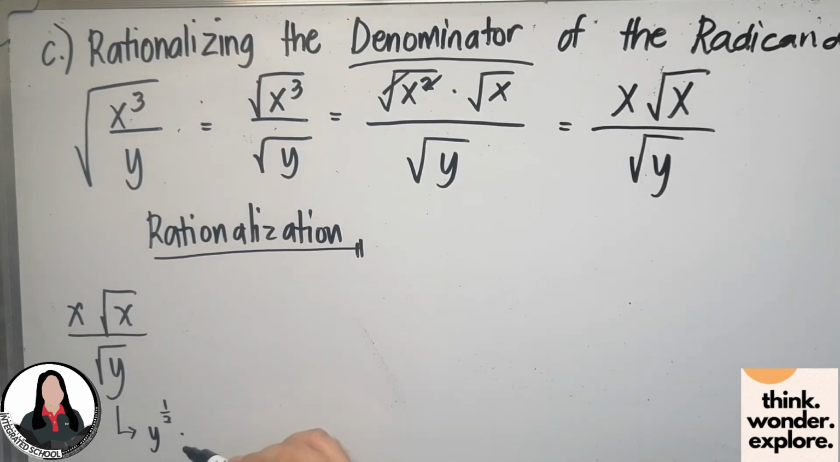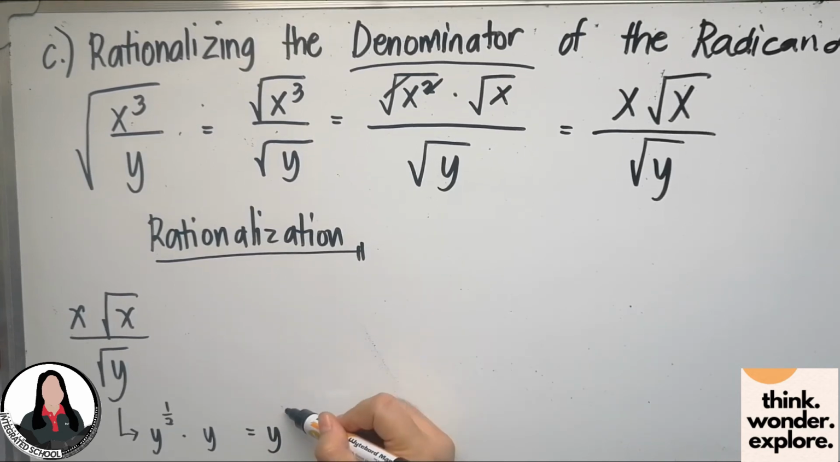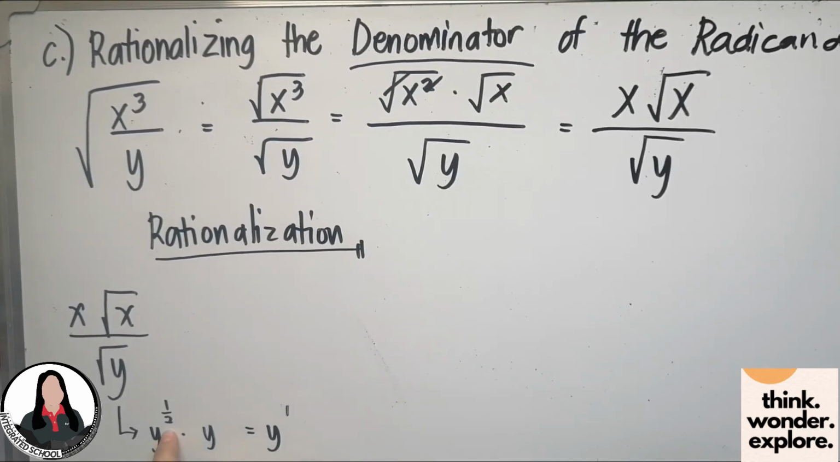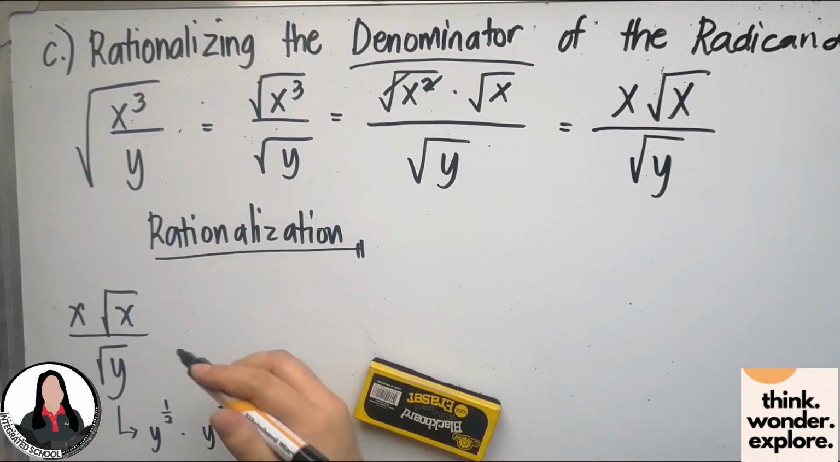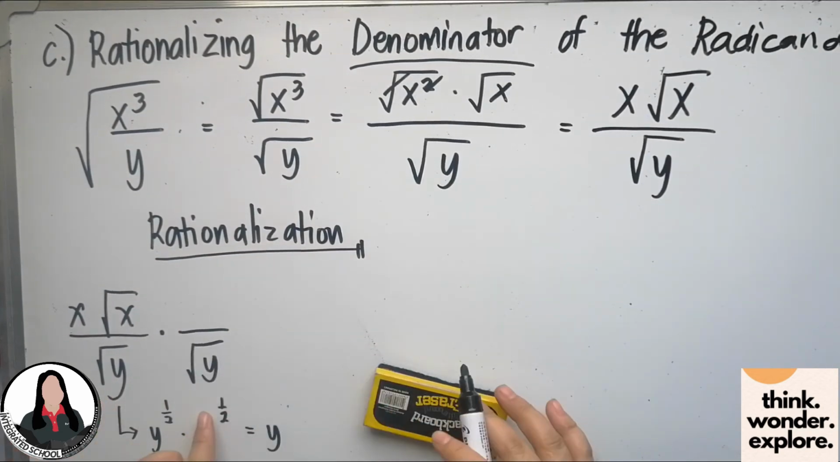Now, we have to multiply this sa isa pang factor kung saan ang sagot dapat ay y. Kasi para wala na tayong rational exponent, wala na tayong radical sign. So, sabi sa ating product rule, when we multiply two expressions with the same base, we have to copy the base and add their exponents. Since ang exponent ng y is 1, ano ang i-add natin kay 1/2 para maging 1? Okay, so that is 1/2. Therefore, when we multiply y raised to 1/2 by y raised to 1/2, we get y. Okay? So simply, we have to multiply this with square root of y to get y.